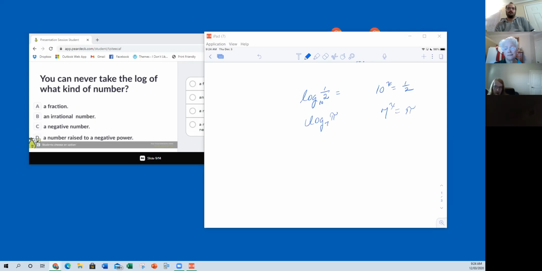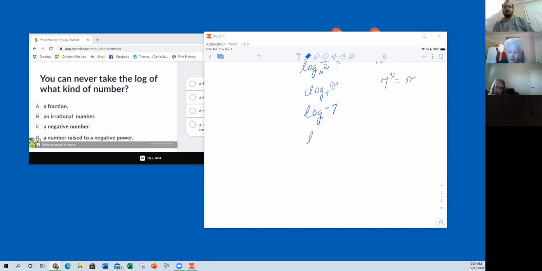But you cannot take the log of a negative number. That's not defined. So if I asked you to take the log of -7, you'd say that's not defined. But if you're taking the log base 5 of 5 to the -2, that's a number raised to a negative power, and that would just be -2. So it's okay to have a negative power. You just can't take the log of a negative number. Also can't take the log of 0.